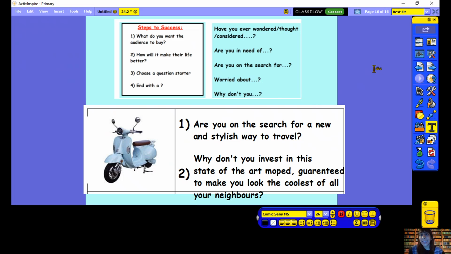Now, your task is exactly the same. You have 3 different products, which I'm not going to tell you because they are a surprise on your worksheet. And I look very forward to seeing what you all come up with. So have a great lesson and I will see you all very soon.